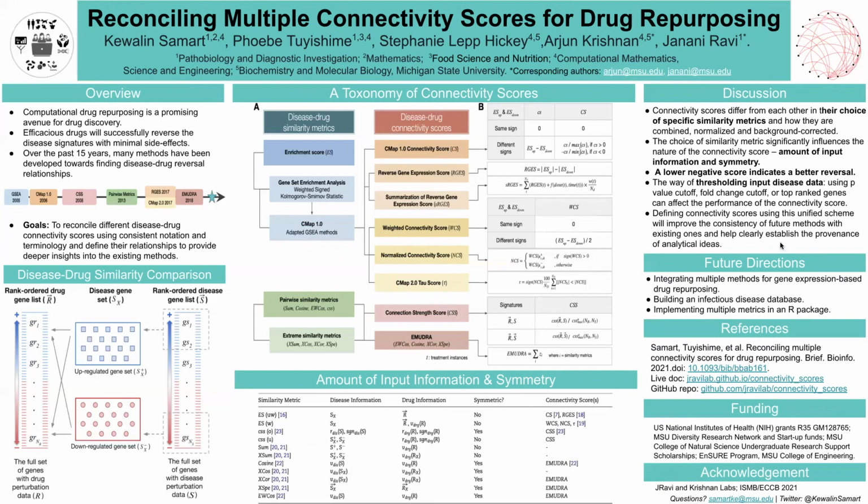After defining all the connectivity scores using our unified scheme, this attempt will improve the consistency of future methods with existing ones and will help clearly establish the origin of analytical ideas. Right now, we are working on integrating all these methods for gene expression-based drug repurposing. We hope to build an infectious disease database. We also want to implement all the multiple metrics in an R package, so it could later be used in future drug repurposing research.